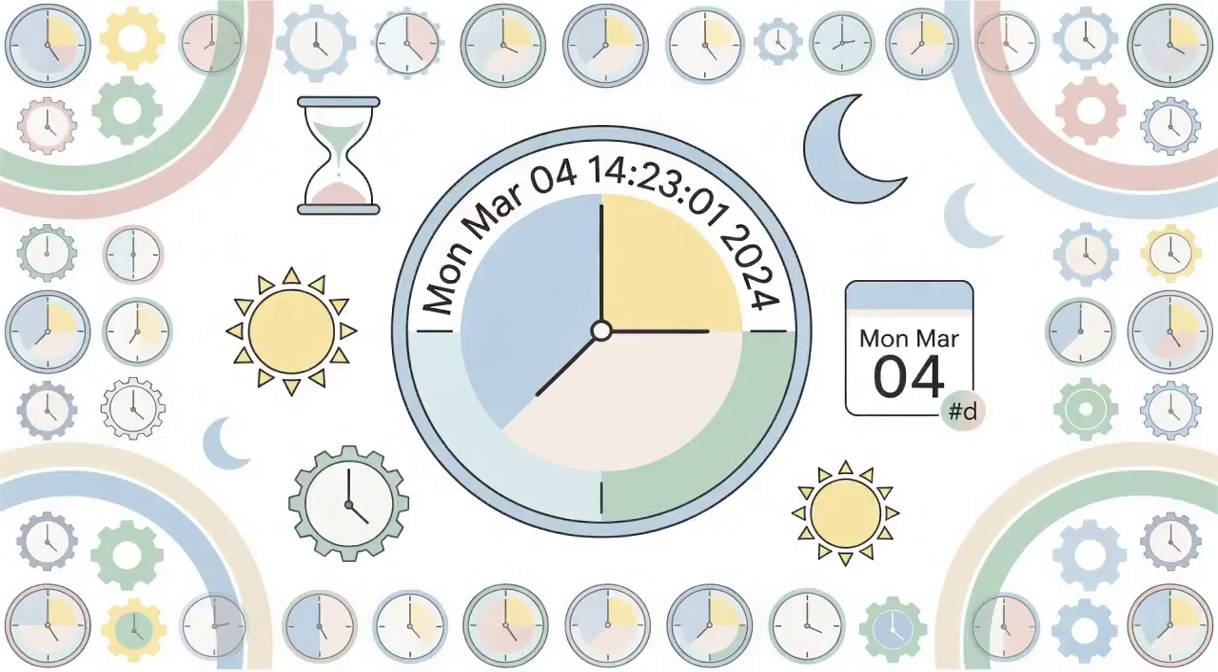Date and time variables put a clock on your bar. #D prints a full timestamp like Monday, March 4th, 14:23 and 1 second 2024, and #d prints a compact short date. You can even pass a strftime format string to get exactly the layout you want, such as showing only the hour and minute.